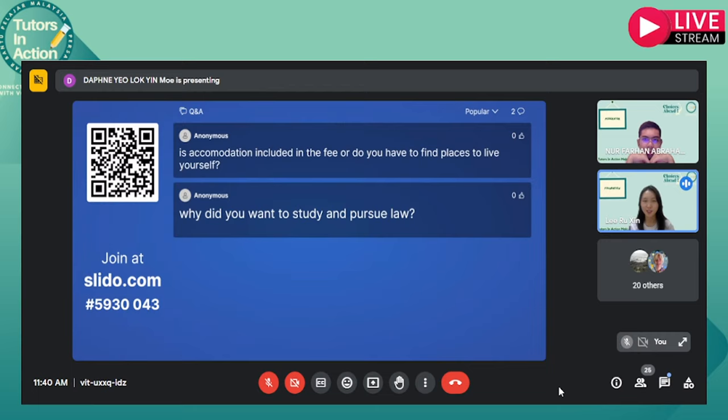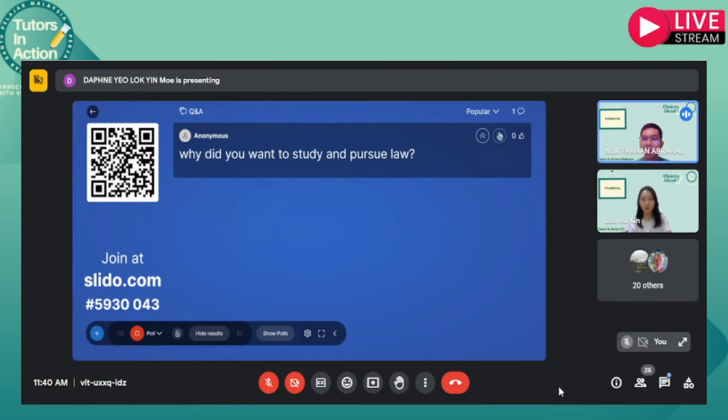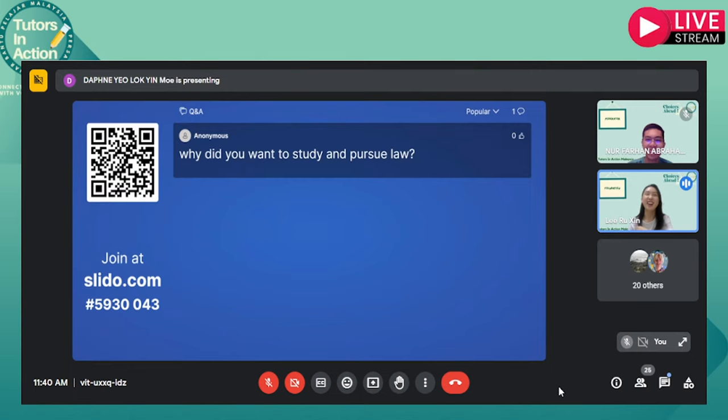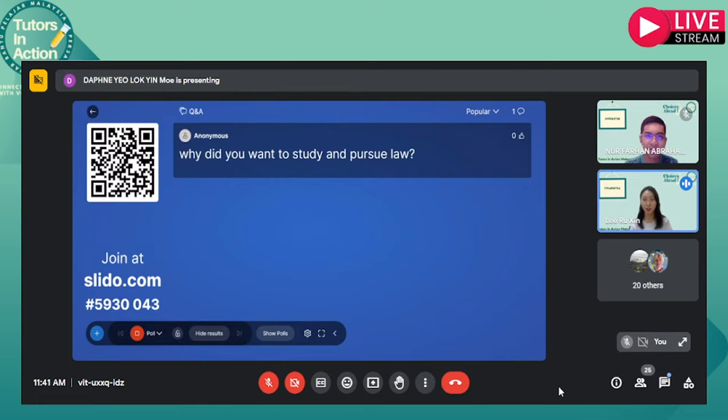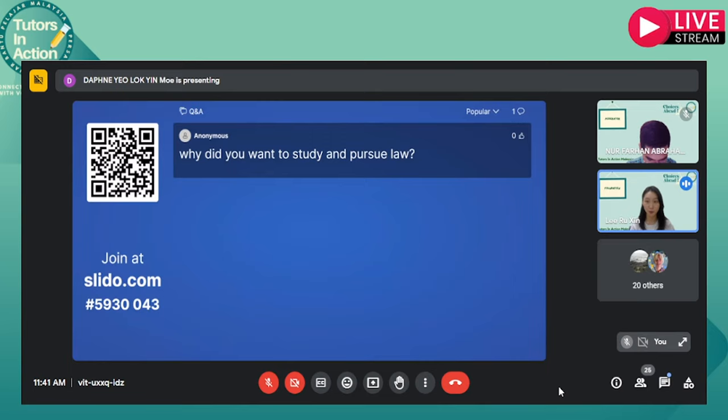Okay, and last question, why do you want to study and pursue law? Okay, actually, I have a very long answer for this, but to make it very short, I feel like passion tak cukup makan. For me, I feel like I have other passions in life, but I feel like I'm a realist. I don't think I can be unrealistic on this, because at the end of the day, you have to put food on the table. You have to feed yourself, feed your family. So I feel like law is the most realistic option for me to be able to feed myself.